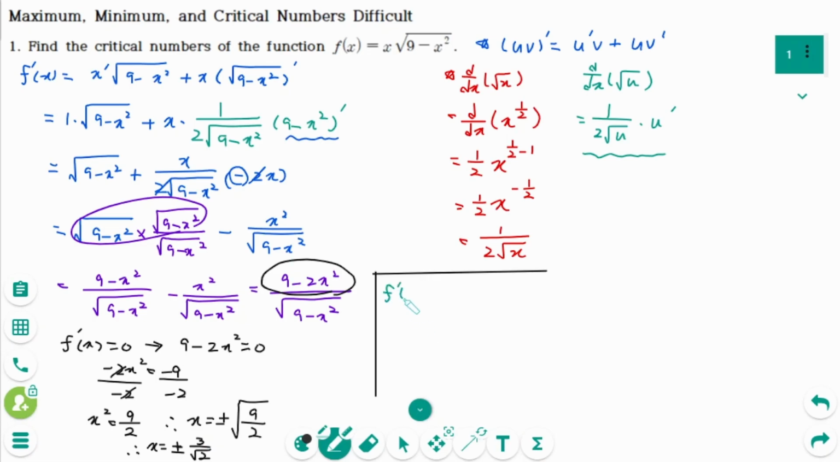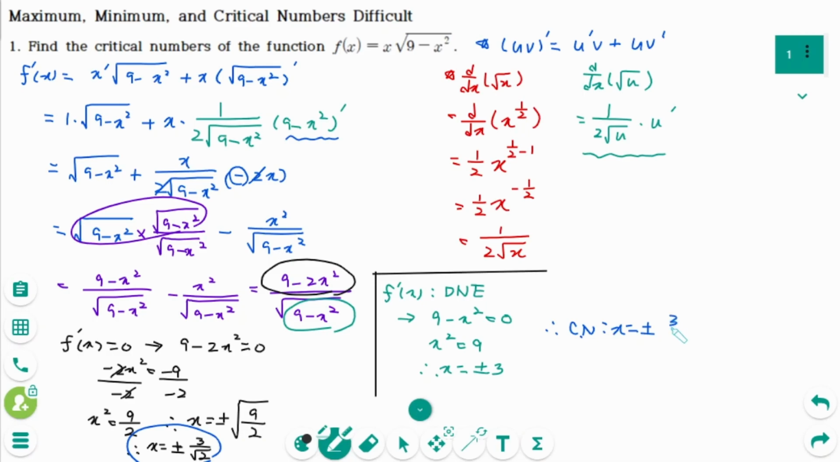Then f'(x) does not exist. That means the denominator is 0. Then x squared equals 9. Then x is plus or minus 3. So the critical numbers are x equals plus or minus 3 over square root of 2 and plus or minus 3.